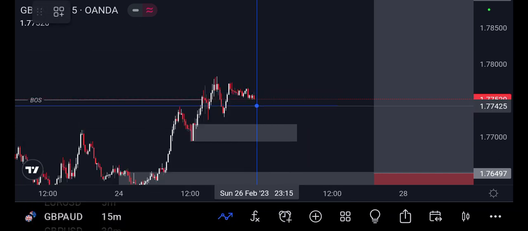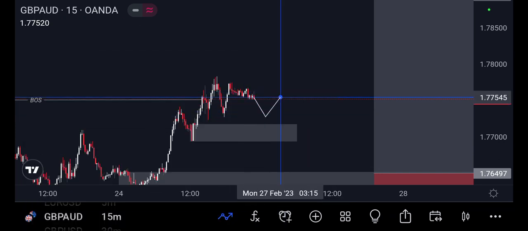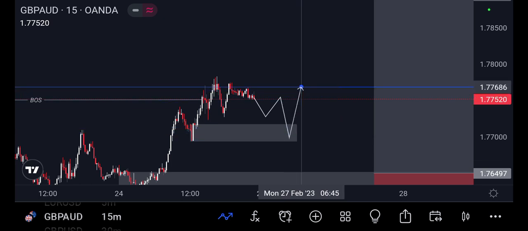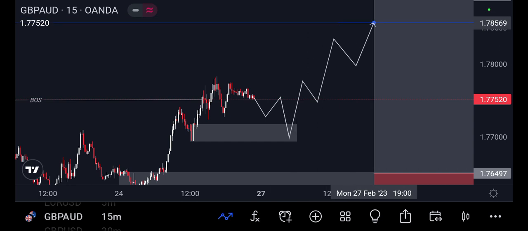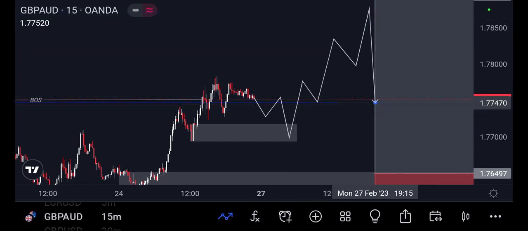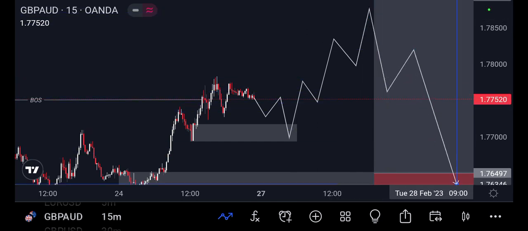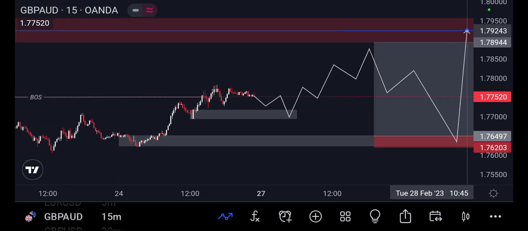Let me say it again. Tap here, break structure, move up, mitigate one supply zone, then come down, tap to this zone, then boom, it goes up. You get my point?